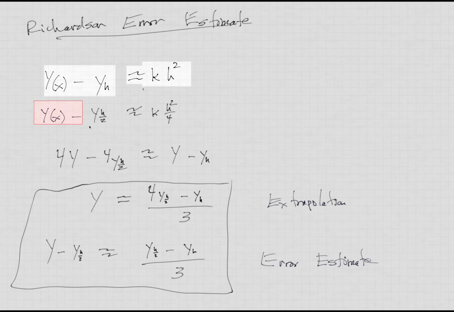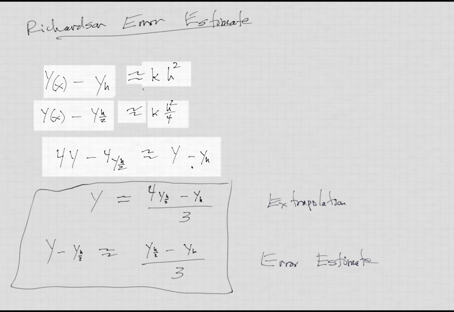And then if we do a more accurate estimate for y using h over 2 instead of h, then the error should be proportional to h over 2 squared, or h squared over 4. And now using these two approximate equalities, multiplying the second one by 4, we see that the right sides are equal. So we can set this side equal to 4 times this side, right? So that's what we have here.